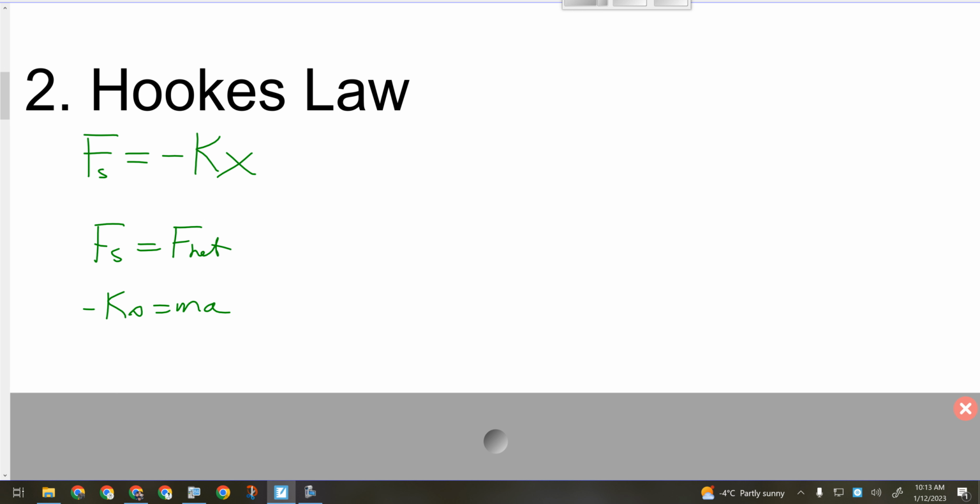Okay, and the other way is the way that Hooke studied it. And that is that the force on the spring was equal to the force of gravity, and so we would have negative k times x equaled m times g.